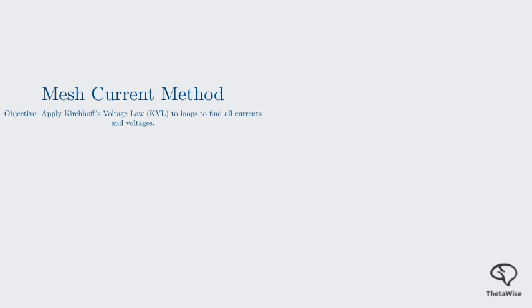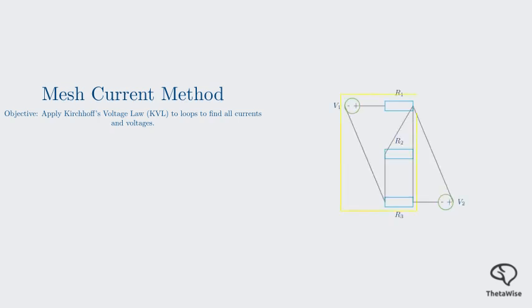We identify what are called meshes. A mesh is essentially a window in a planar circuit. It's a loop that doesn't contain any other smaller loops inside it. Imagine the circuit as a series of windows. Each one of these is a mesh. For example, in this simple circuit, we can see two distinct meshes, or loops, that don't overlap.